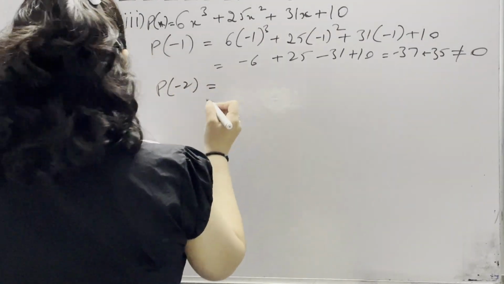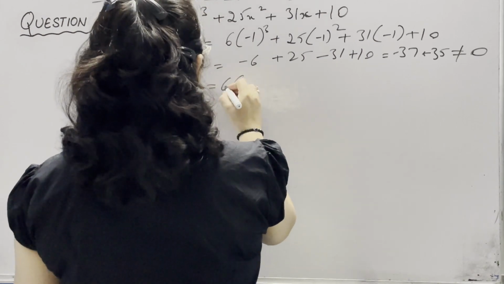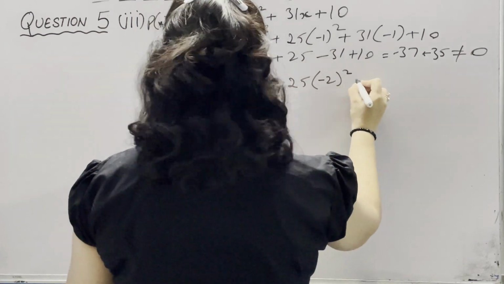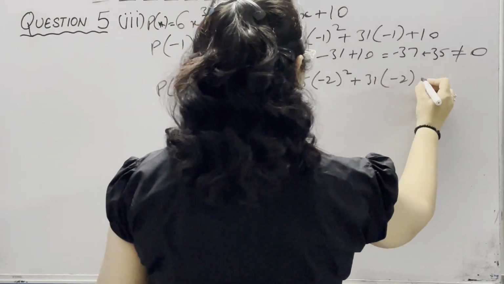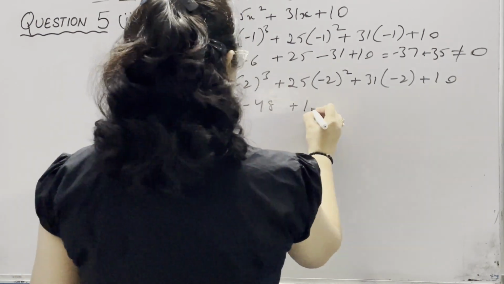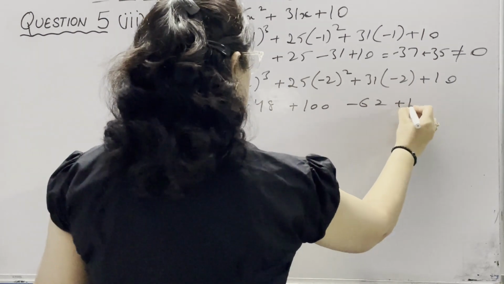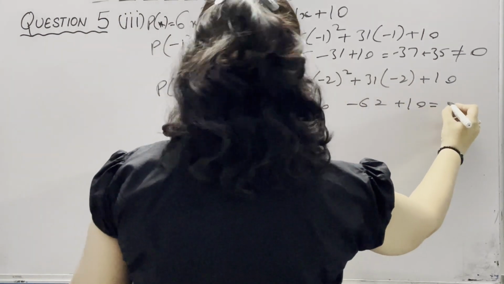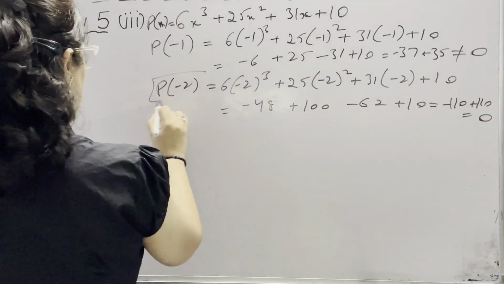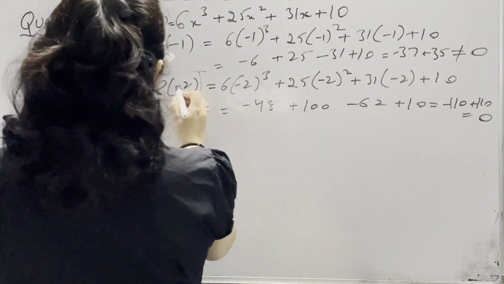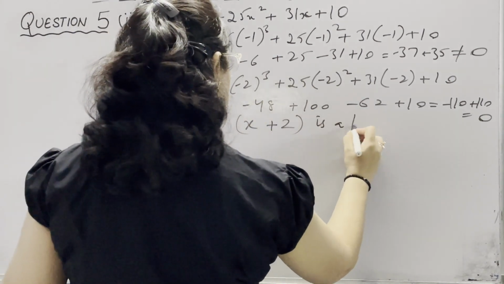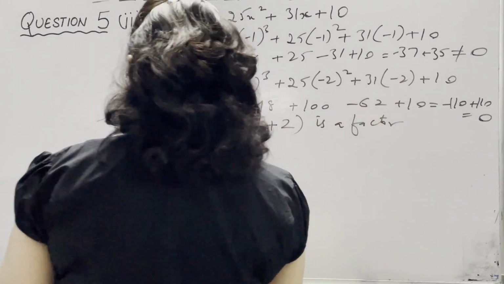Again taking minus 2 as a factor, then 6 minus 2 cube, 25 minus 2 square plus 31 minus 2 plus 10, and the value comes out to be minus 48 plus 100 minus 62 plus 10. It means minus 110 plus 110, it means equal to 0. So therefore x plus 2 is a factor. So we got one factor which is x plus 2.